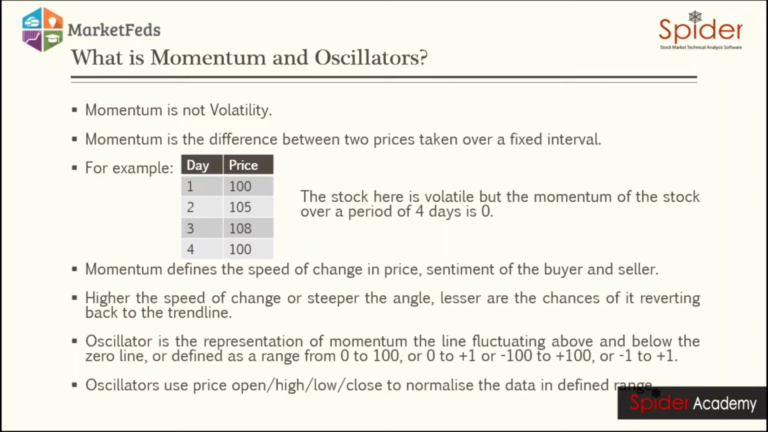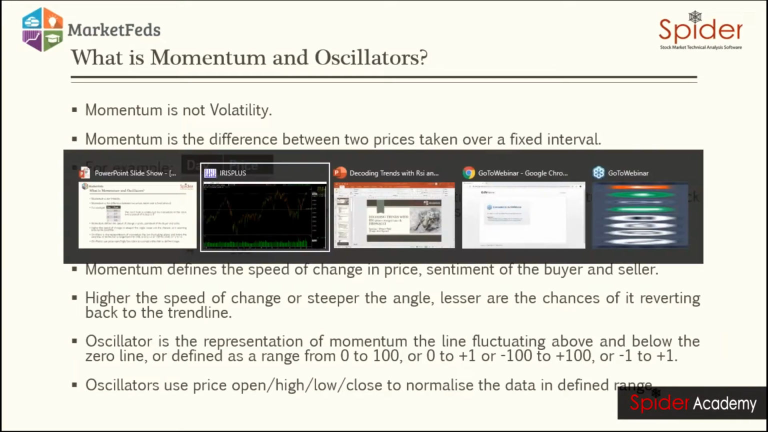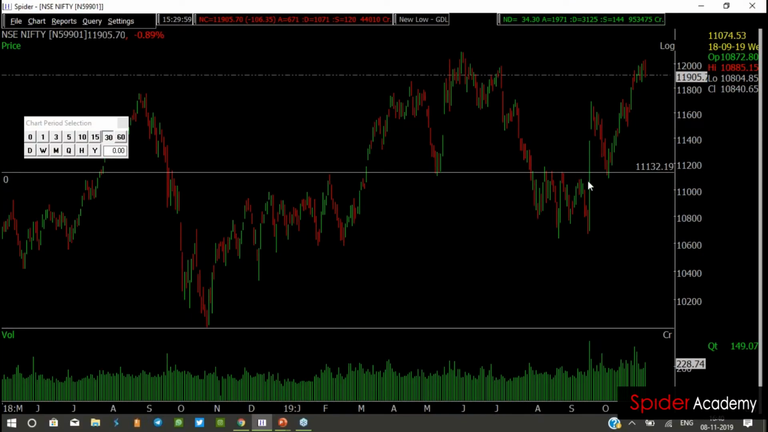So now, the higher the speed of change or the steeper the angle, the lesser are the chances of it reverting back to the trend line, which we see over here in Nifty, wherein we had a very big candle forming over here, which we generally call the Nirmala candle. After the prices broke above this level, they never went below it again, right?